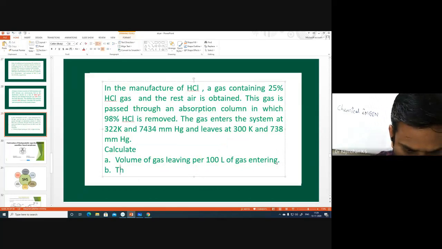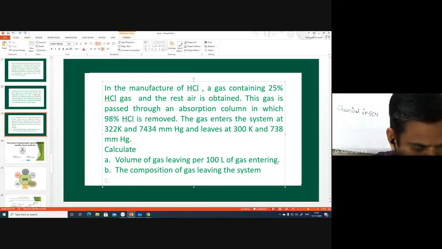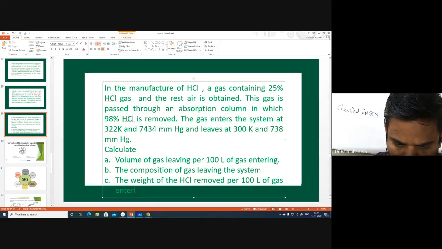The second part is the composition of gas leaving the system. The third part is the weight of the HCl removed per 100 liters of gas entering.